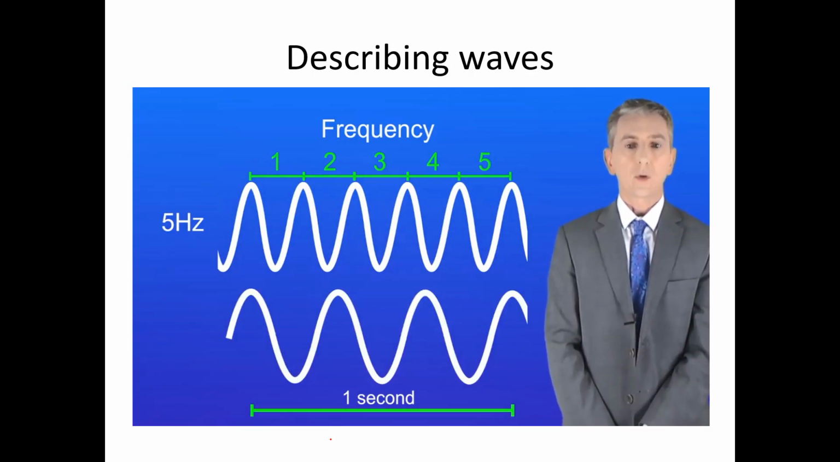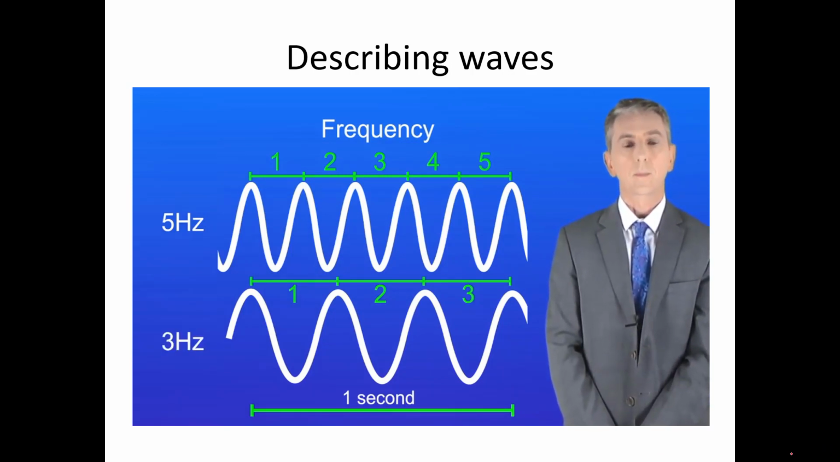Here's another wave, and this one's got a longer wavelength. So again, to work out the frequency, we need to count the total number of waves. In this case, we've got 1, 2, and 3 waves in 1 second. So the frequency is 3 hertz.